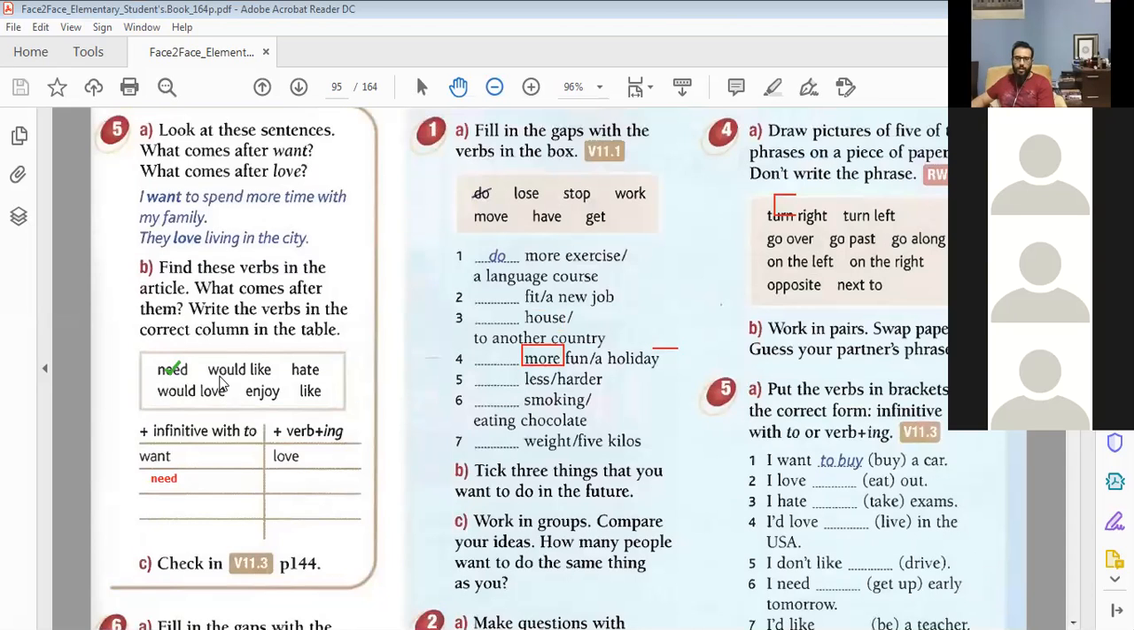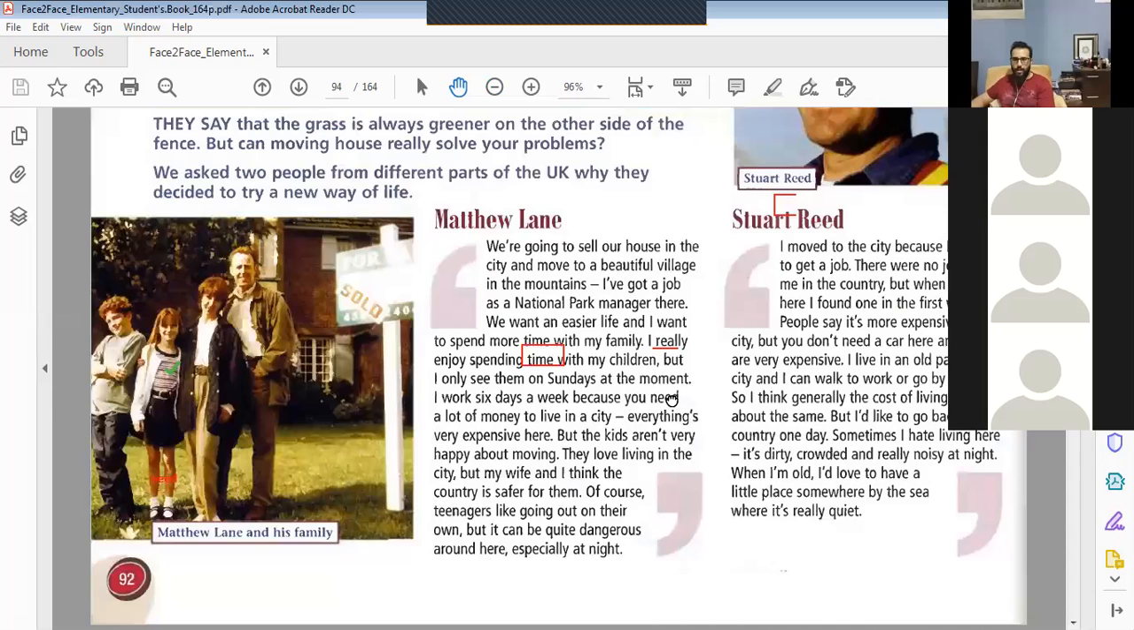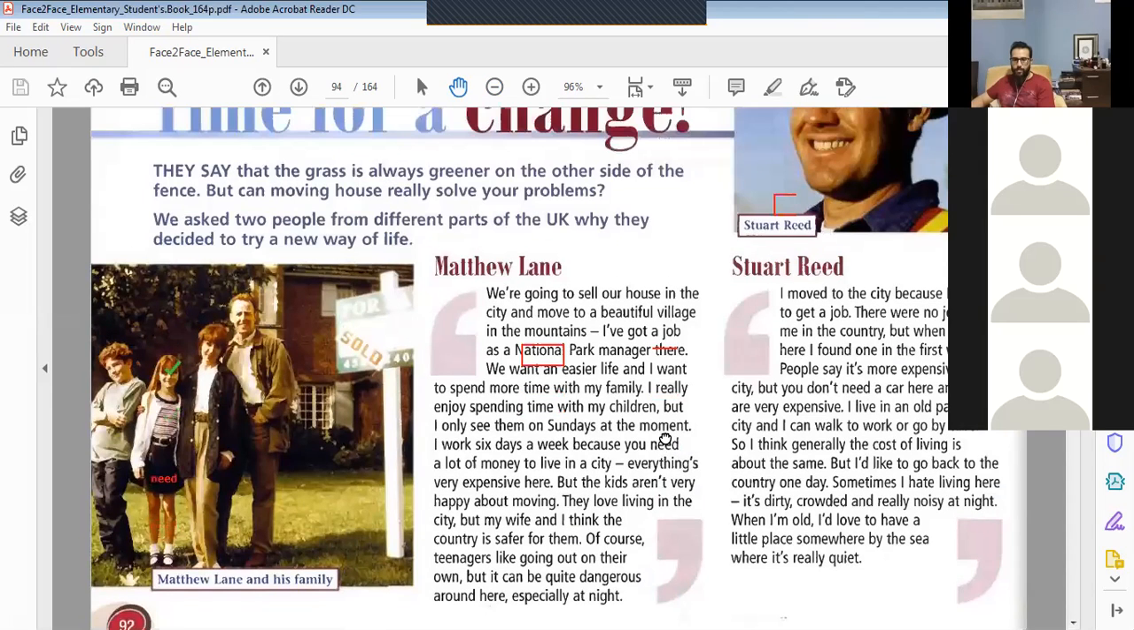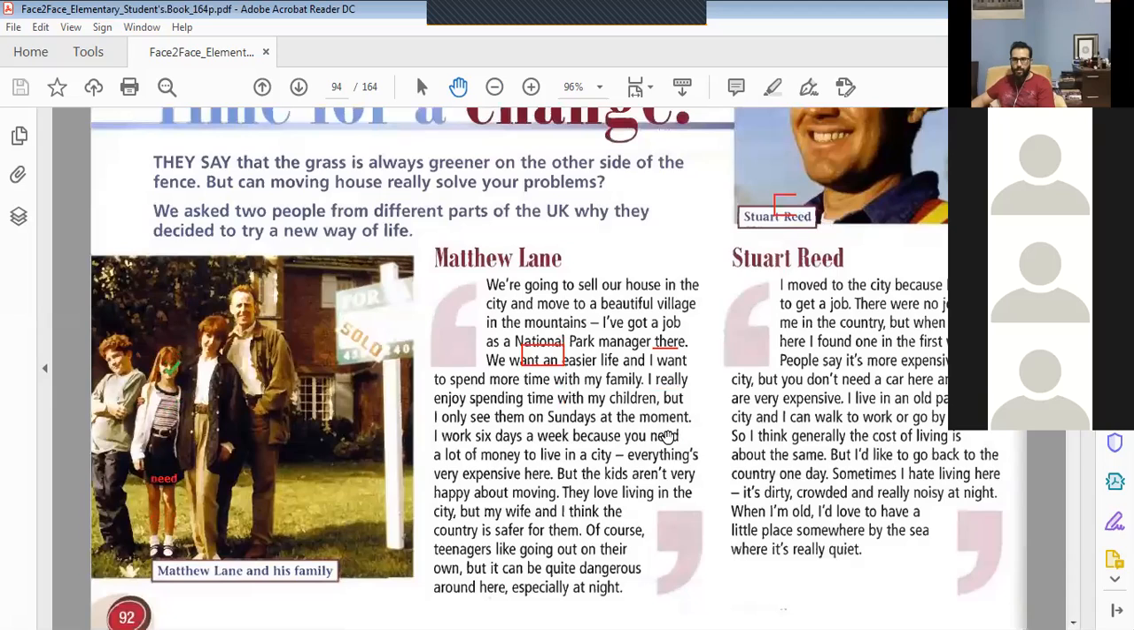Let's check would like. Let's find would like together, okay? Where's would like? Where is it? Would like, would like.